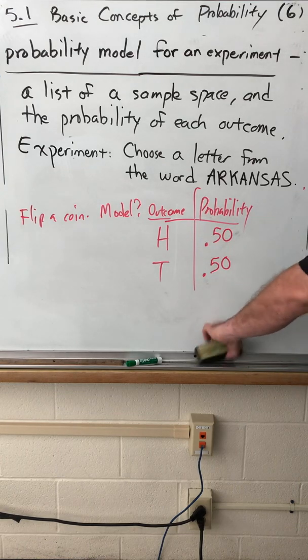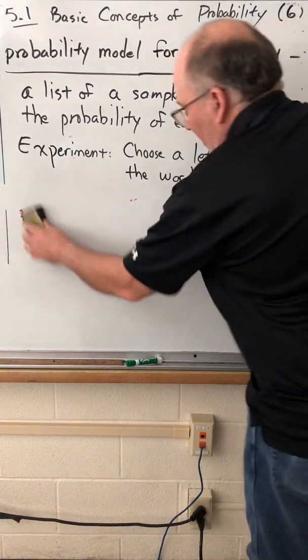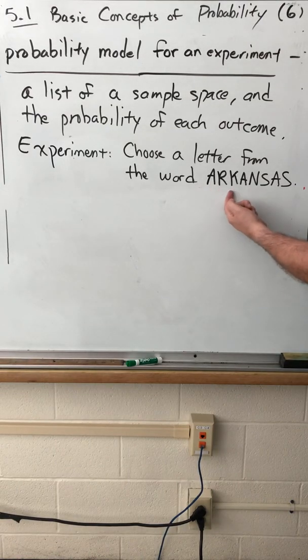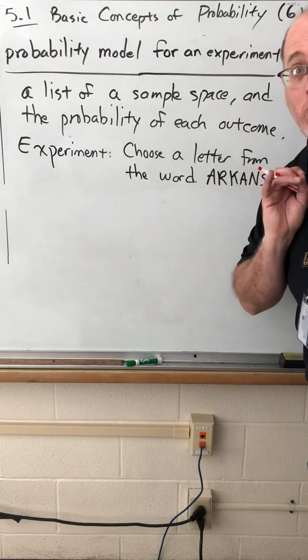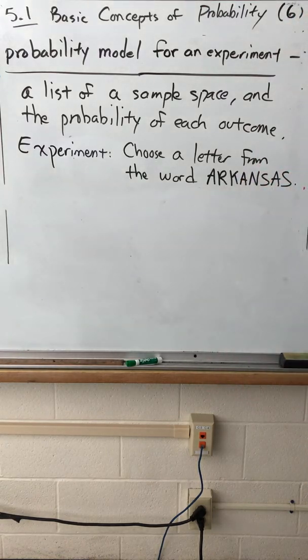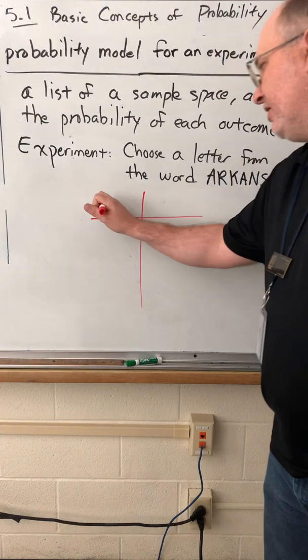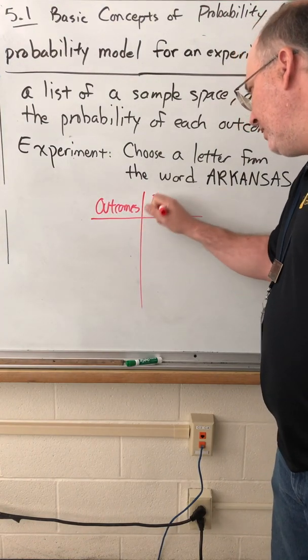But let's try one different. Let's say that we're going to pick a letter at random from the word Arkansas. Now when I say at random, imagine that we write each of these 8 letters on a piece of paper and put them in a box. We shake it up, and then we reach into the box and pull out one of the letters. So, what would the probability of each letter be? Well, if we're going to build a model for this, we need to list all the outcomes and their probabilities.